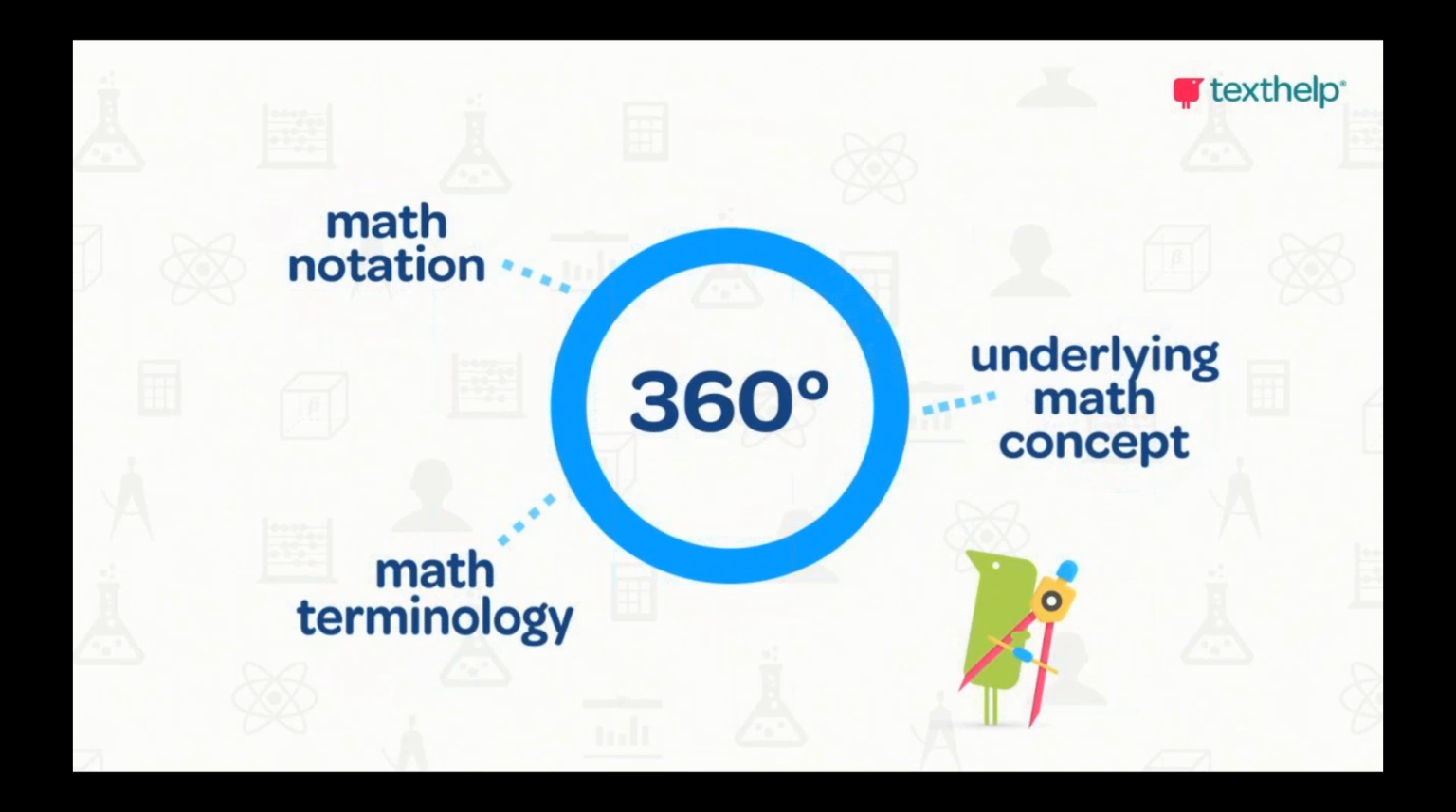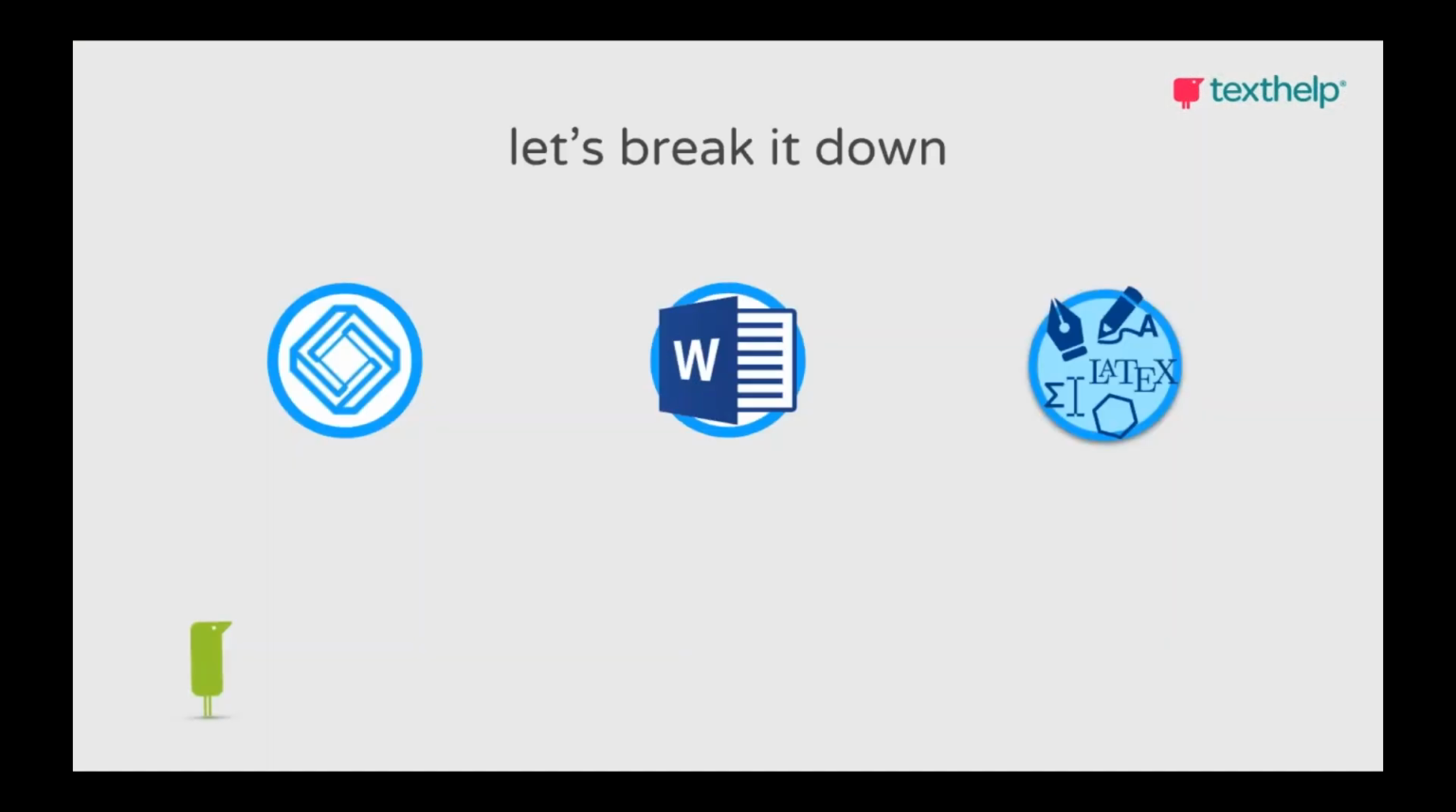A student can type SQ, get square root, and then put a 4, insert that into their Word document, and have Read&Write read that back out as square root of 4. What better way to cement the notation and the terminology than to hear it read back aloud to you.